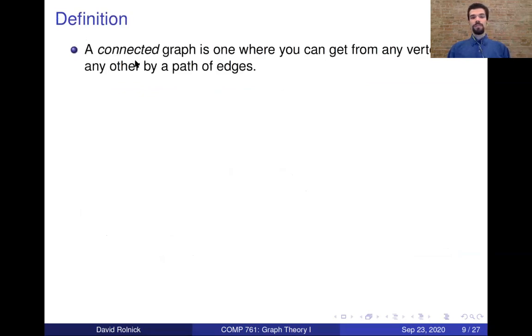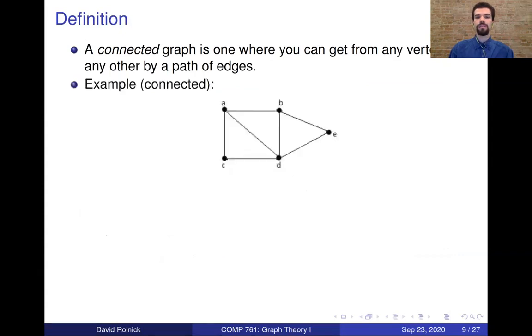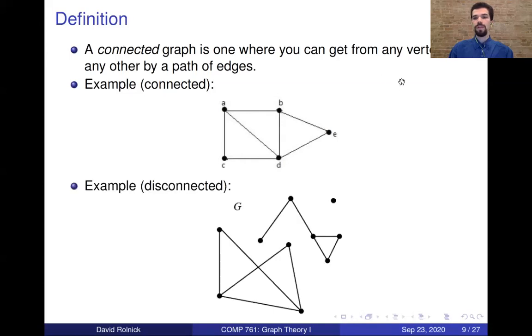Here's another definition. A connected graph is one where you can get from any vertex to any other vertex by a path of edges. For example, this is a connected graph. You can get from any vertex to any other vertex. This is an example of a disconnected graph. In fact, there are 3 what's called connected components of this graph. This is one connected component. It's just a single isolated vertex. This is a component with 5 vertices, and this is a component with 4 vertices. Okay.